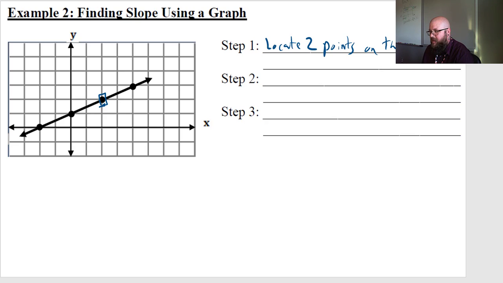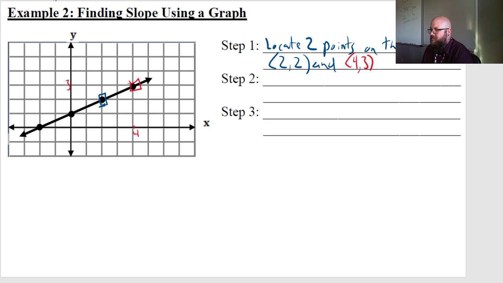Let's say that's over 2 and up 2. So at 2, 2. And let's pick this next point over here that we got right by it. And that's going 1, 2, 3, 4. So that's at 4, and then this is 1, 2, 3. So we're going to say that's at 4, 3. All right. So we picked those 2 points.